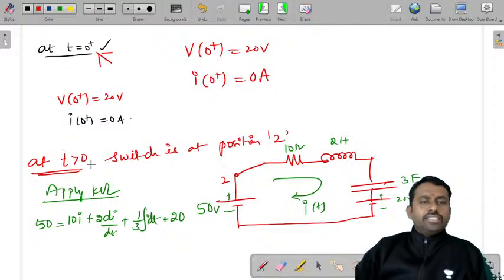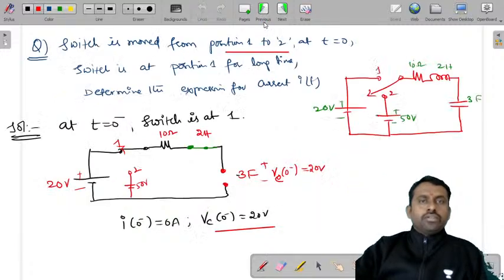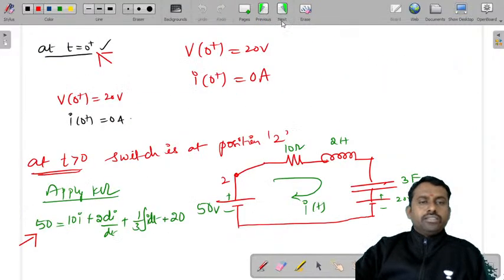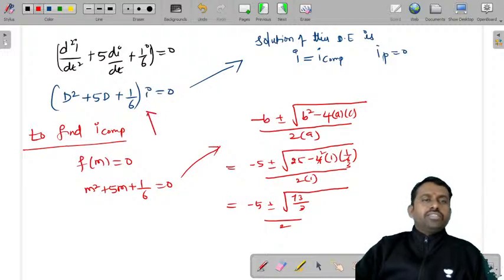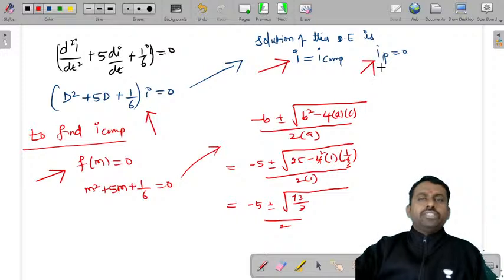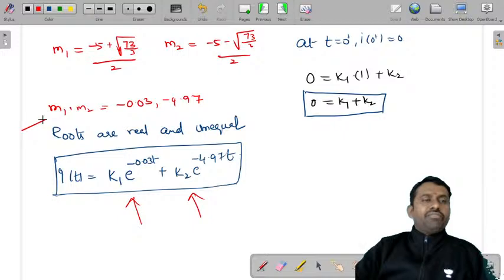So then at t greater than 0, we apply this second position, we apply KVL. When we apply this, you'll get 30 is equal to 10i plus 2 di by dt plus 1 by 3 integral of i dt. This is an integral differential equation. Differentiate it and you'll get a differential equation. Then we need to find its solution. The solution is I complementary, because I particular will be 0 since the RHS is 0 in this case. That's how you'll get M1 and M2 values and you'll write the solution of I of t. But still you need to find the K1 and K2 values.